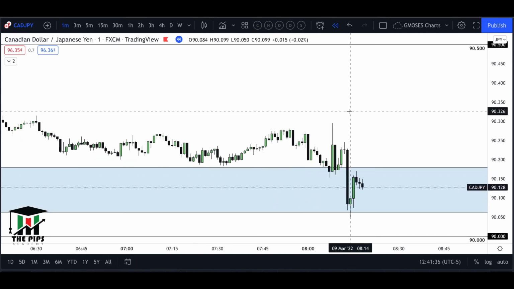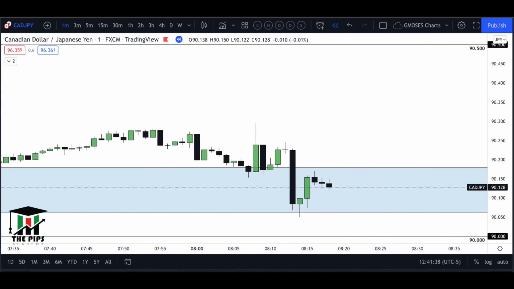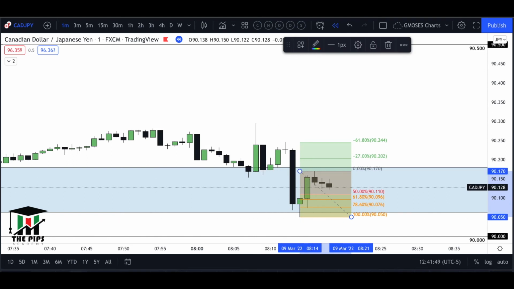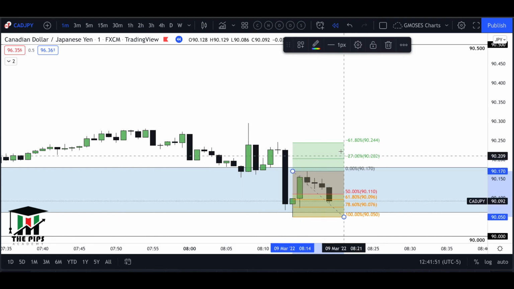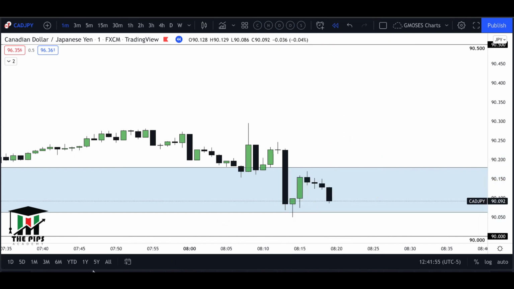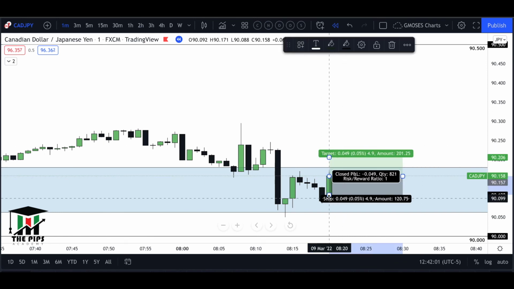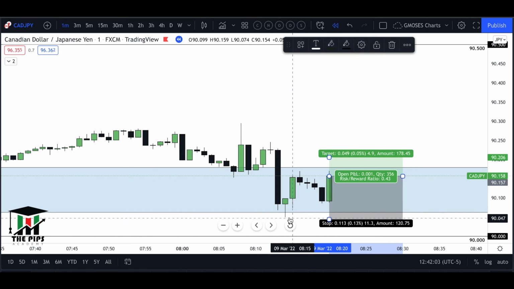Let's make this a little bigger, because what you could have done, you could have thrown a Fibonacci on this as well. Oh, I'm sorry, that's the wrong tool. Fibonacci on this to see if we'll get 50%, and there it is right there. We got more than 50%. From here, there's your entry. Take an entry right here, stop loss under this price action here.